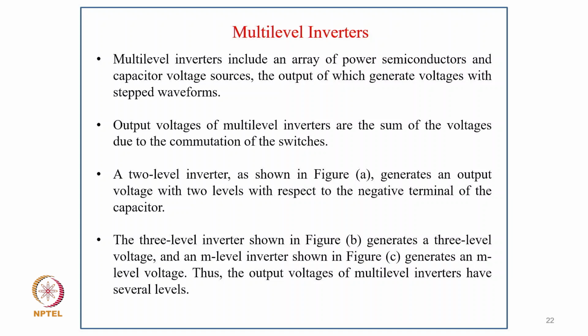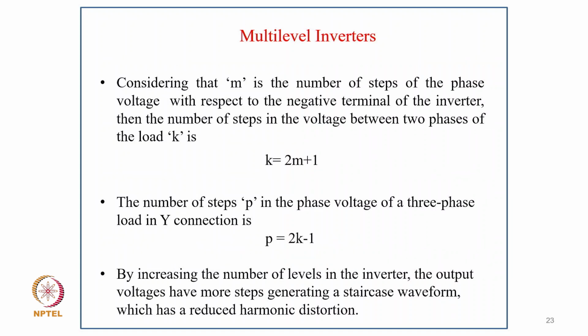The output voltage of multi-level inverters is the sum of voltages due to the combination of the switches. A 2-level inverter, as shown in the figure, generates an output voltage with 2 levels with respect to the negative terminal of the capacitor. The 3-level inverter shown in figure B generates a 3-level voltage, and the n-level inverter shown in figure C generates n-level voltage. Thus, the output voltages of multi-level inverters have several levels.